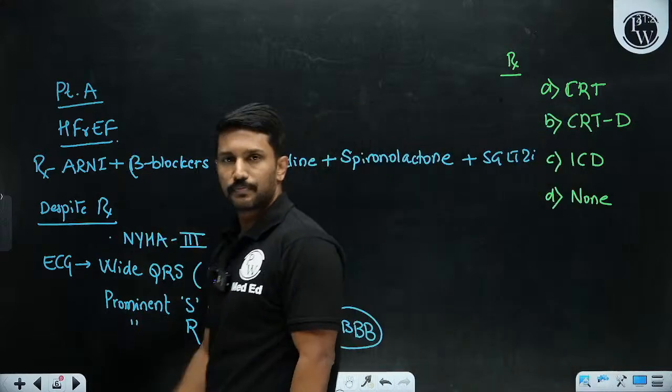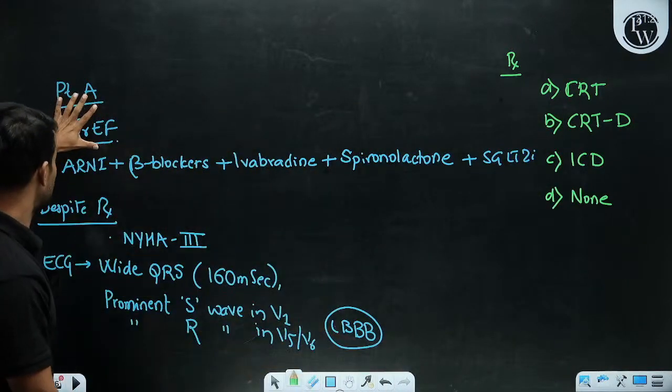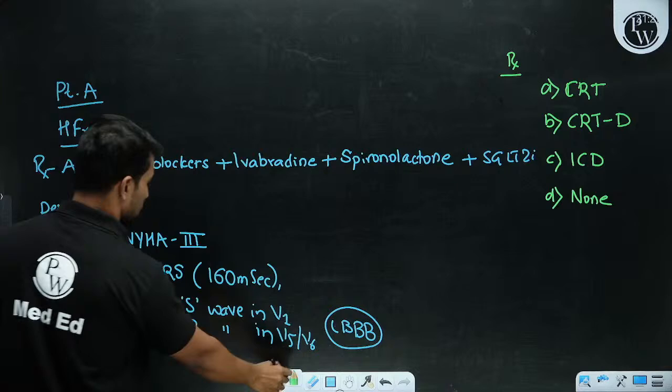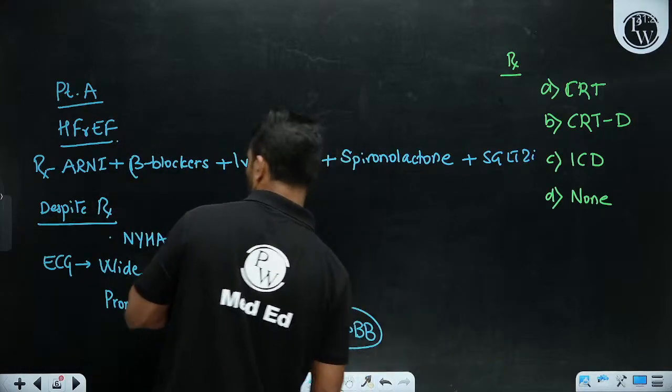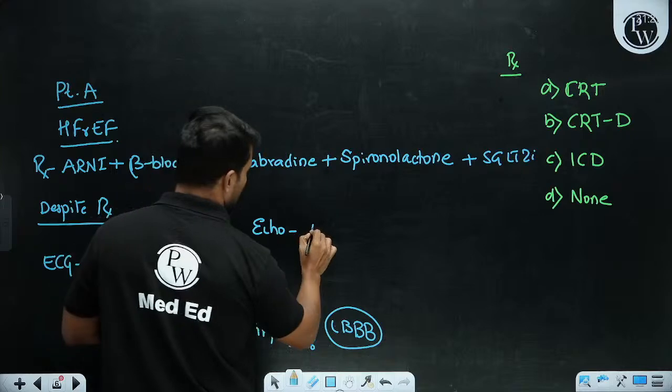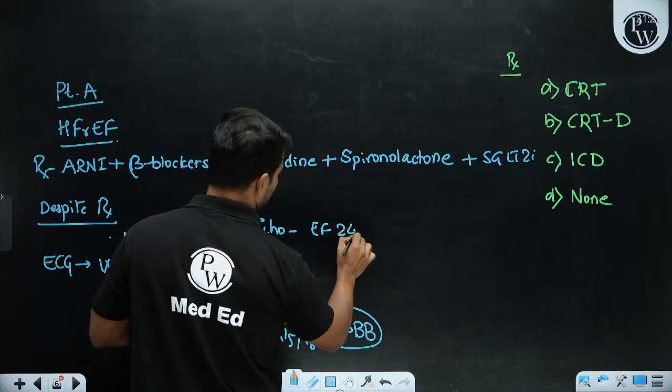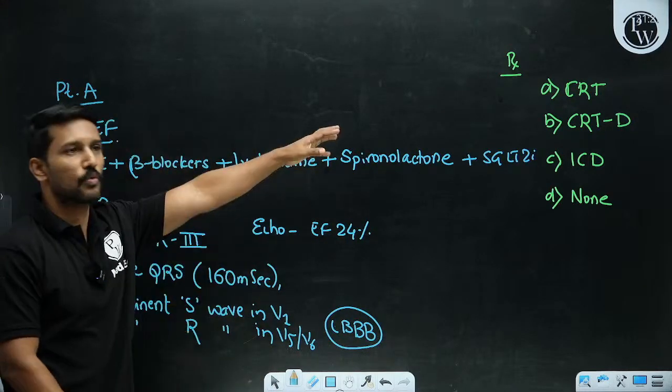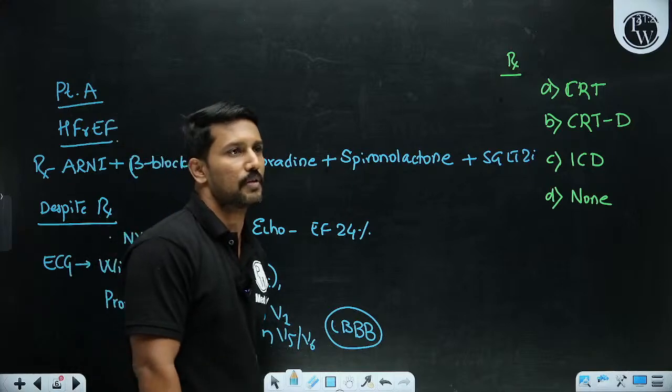This patient, heart failure with reduced ejection fraction hai. I didn't mention about the ejection fraction, right? So let me also write about echo findings. So echo में हमें ejection fraction मिल रहा है, EF is 24%. So now tell me, what would you like to consider in this patient?